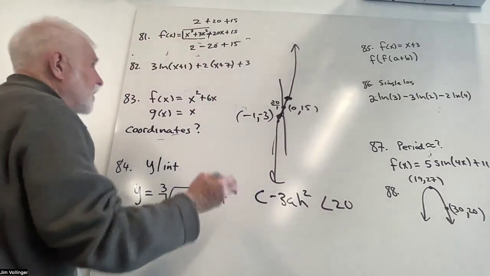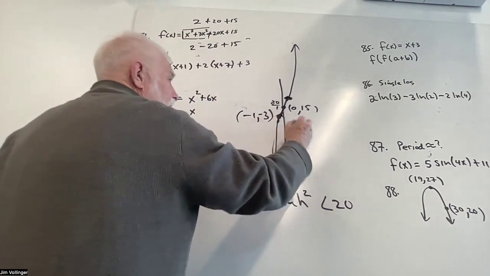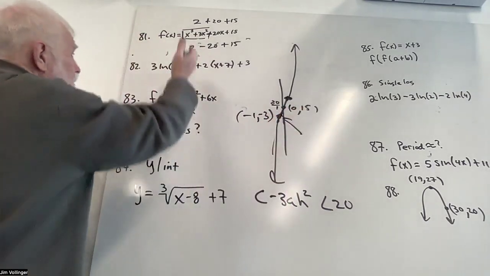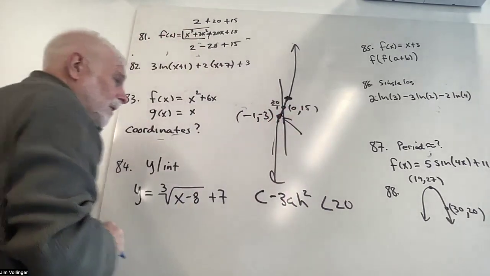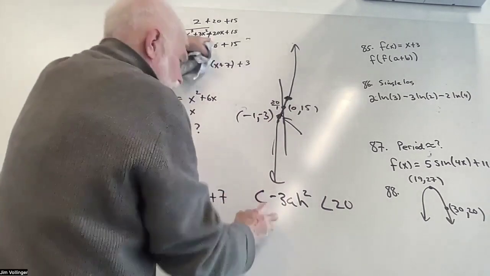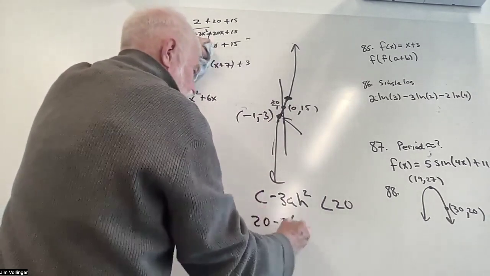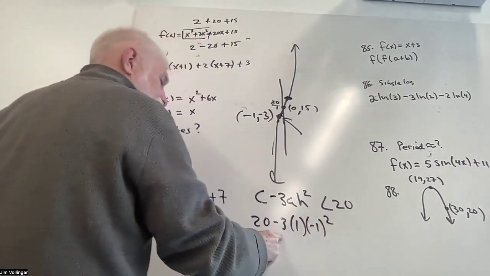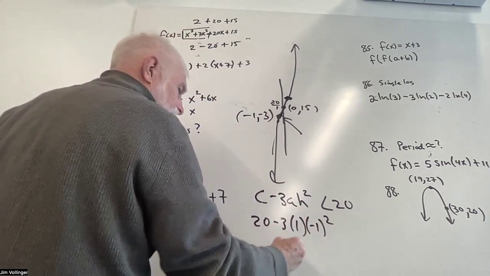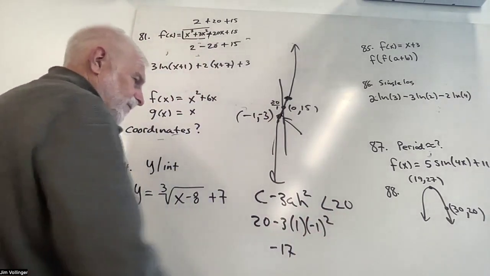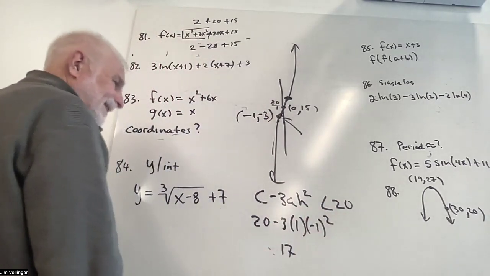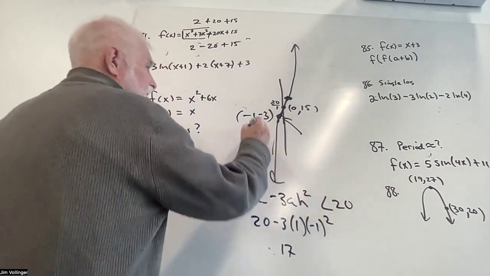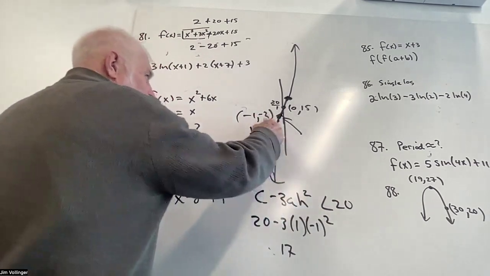All right, so let's find that real quick to see at what rate I'm going up, and then I'll put this in graphing form. No reason not to. So C is 20 minus 3, A was 1, H was -1 squared, and so that is equal to 17, sorry, and 17 is less than 20. So I'm going up at 17 to 1 right here.